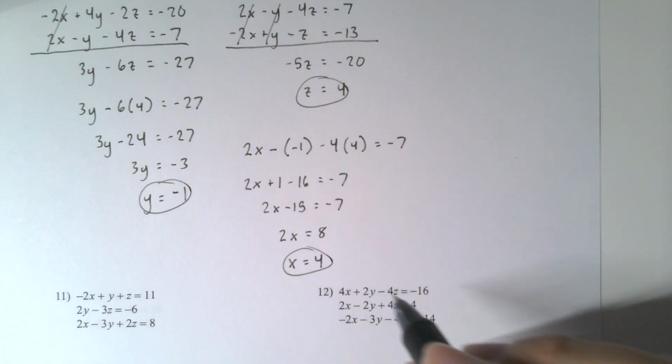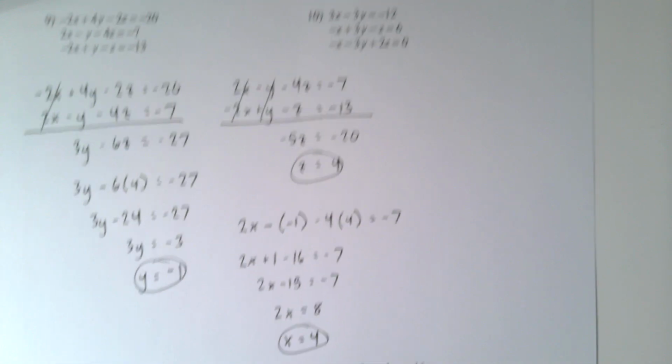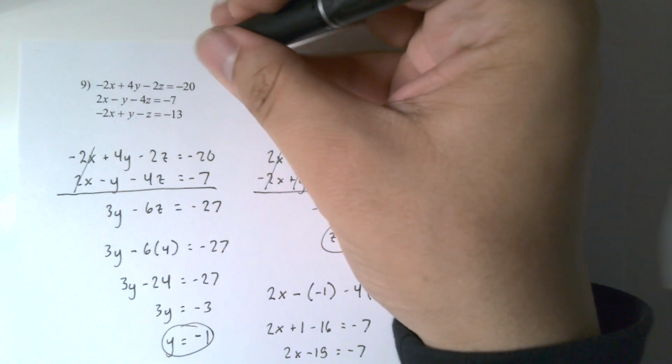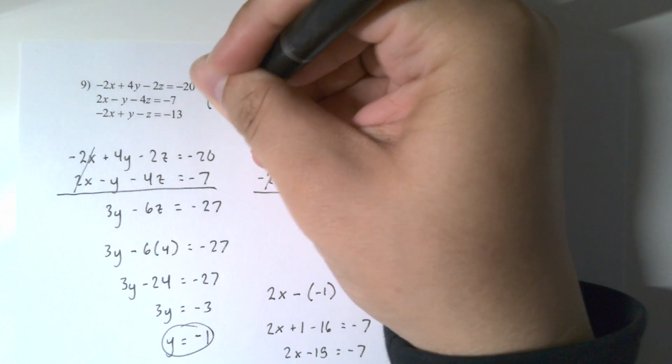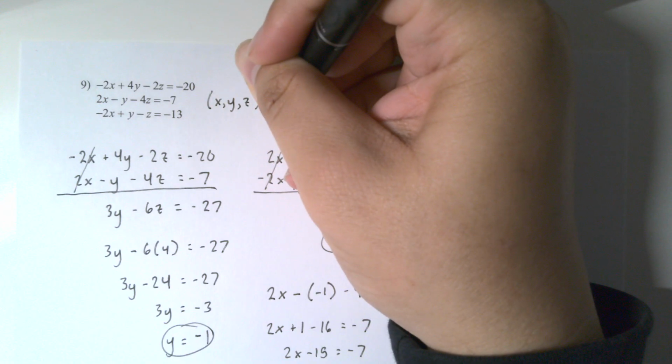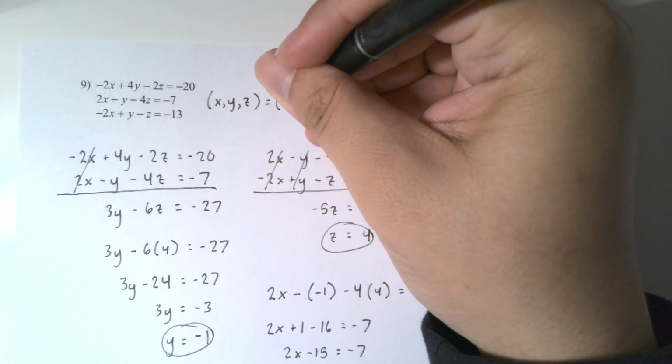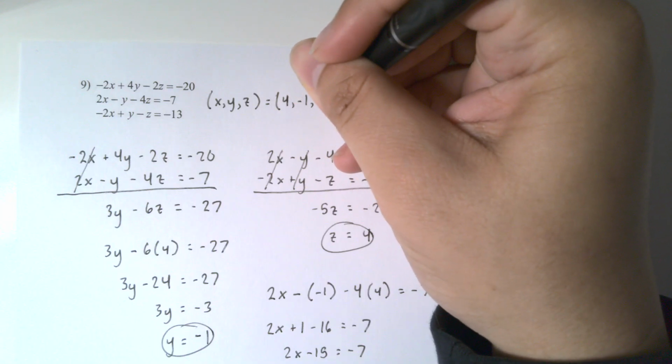Now that we have all three of our variables, we can state our answer as a coordinate, and that's going to be x comma y comma z is equal to 4 comma negative 1 comma 4.